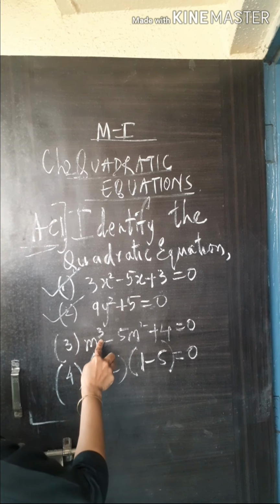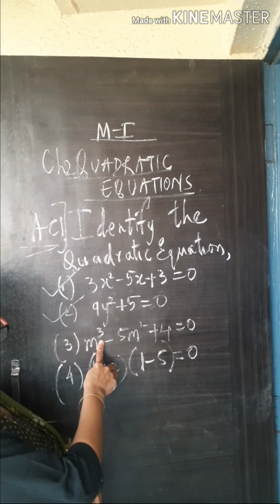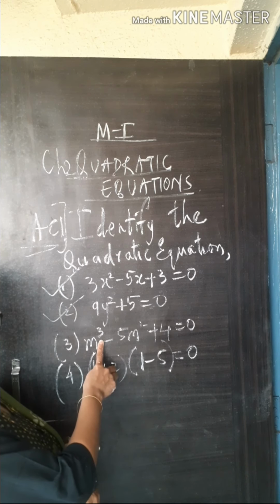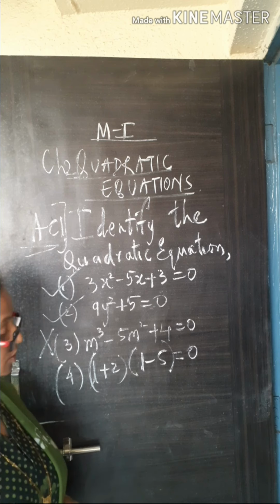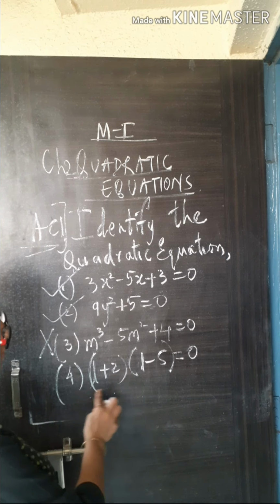And the third one, the highest degree is 3. And what is our important condition? The main condition of the quadratic equation is that the equation having highest degree 2 is a quadratic equation. Here the highest degree is 3 and therefore this cannot be a quadratic equation.